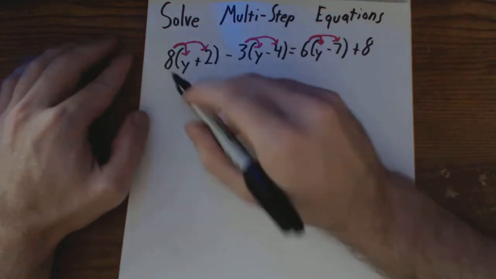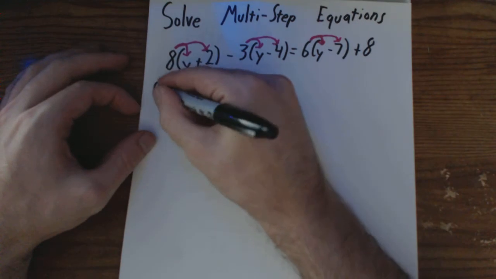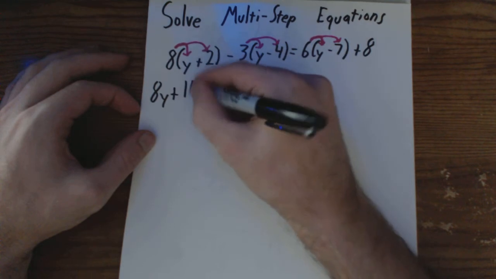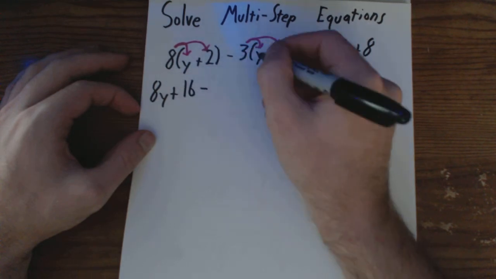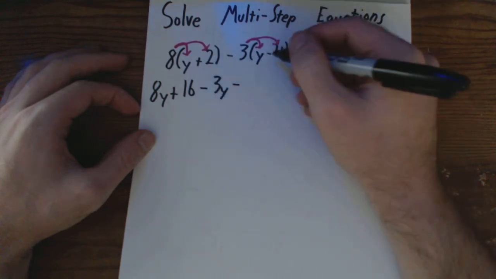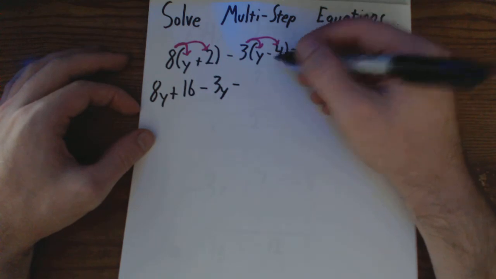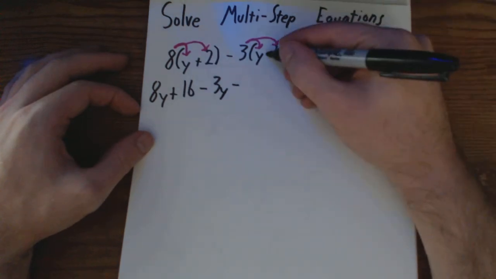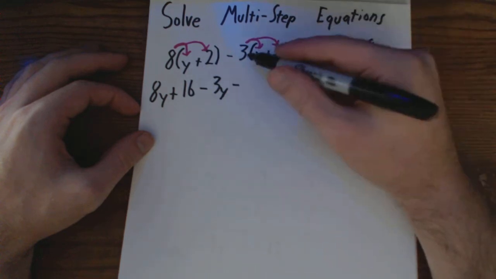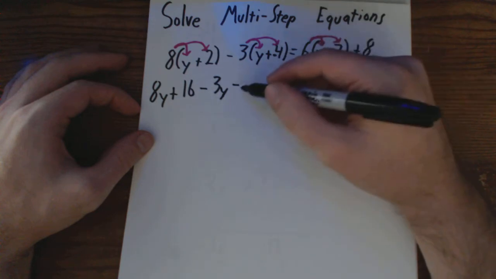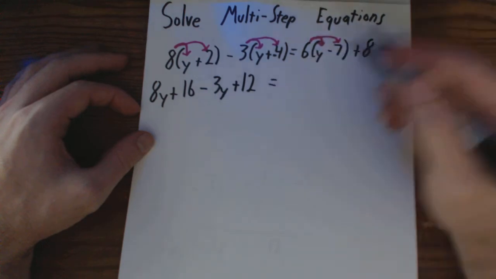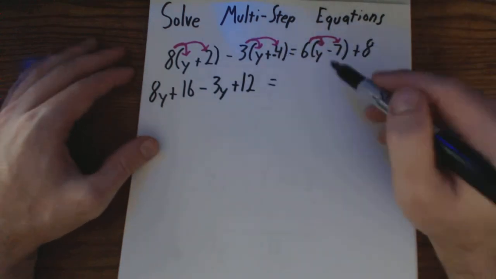There's no exponents here. So 8 times y, I'm just going to put 8y, plus 8 times 2 is 16, minus 3 times y, minus 3 times negative 4. If you're having trouble understanding that, I'm going to change this to plus negative 4. So we have subtraction. 3 times negative 4 is going to be negative 12. Subtraction of a negative is going to become plus 12. Okay, this is the one side, got cleaned up a little bit.